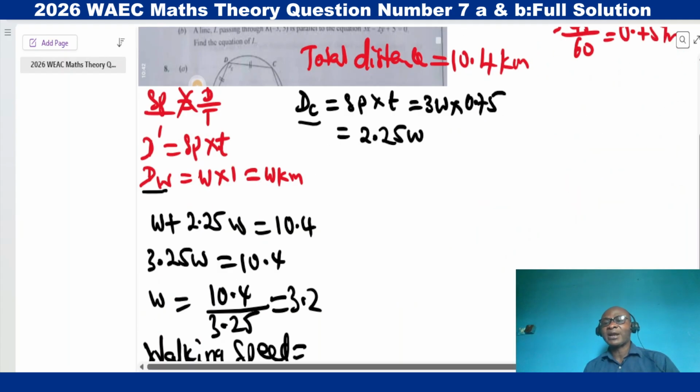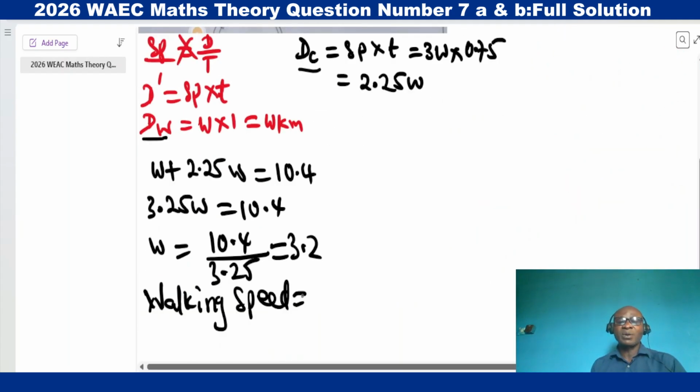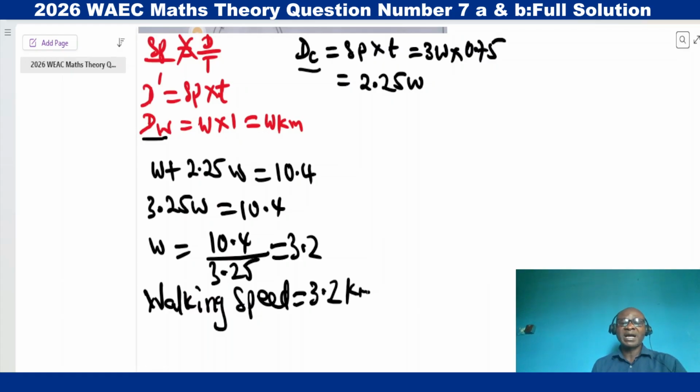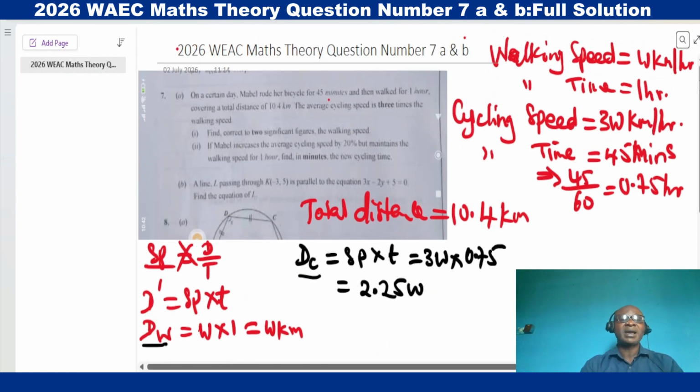So what I got now is the exact value of W. So I will now write 3.2 kilometers per hour. This is the solution and the correct answer for question number AI.